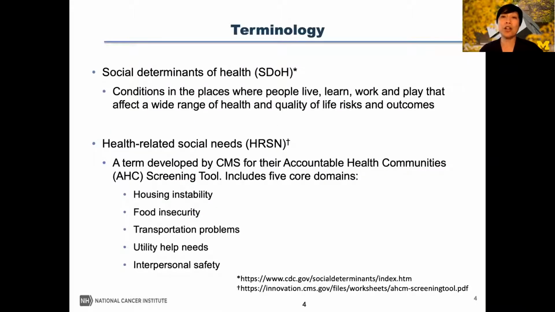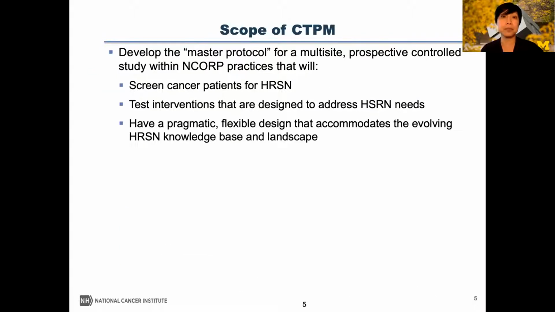Social determinants of health, as many of you are familiar with this definition, are conditions in the places where people live, learn, work, play, and worship that affect a wide range of health and quality of life risks and outcomes. CMS has developed the term health-related social needs for their accountable health community screening tool with 5 core elements: housing instability, food insecurity, transportation problems, utility help needs, and interpersonal safety.